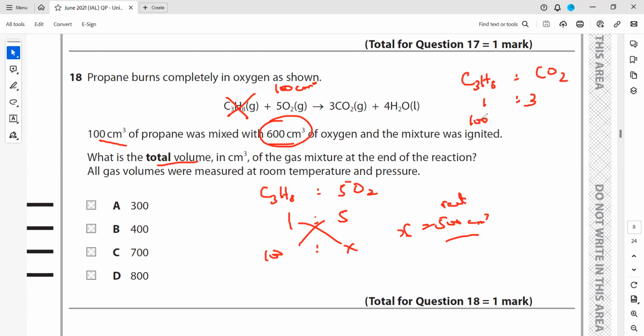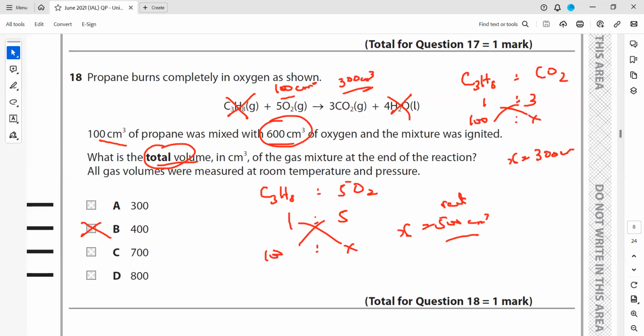If we have 100 cm³ of propane, how much carbon dioxide should be given? X, cross multiply, so we get 300 cm³ of carbon dioxide. So 300 cm³ of carbon dioxide will be there and unreacted 100 cm³ of oxygen. This is a liquid. In the question, we need the total volume of gas. So 100 cm³ of unreacted oxygen and 300 cm³ of formed carbon dioxide. So what is the total volume of the gas which is left? That is 400 cm³.